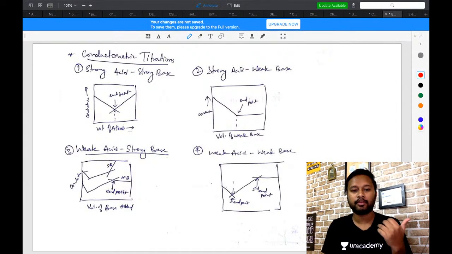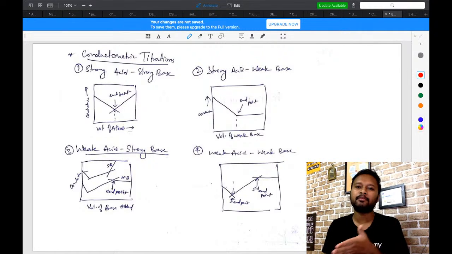Now there are many different ways of getting that end point. Either you can put an internal indicator, like phenolphthalein, which we have used in class 11th or 12th, I guess, which is colorless in acidic solution, but turns pink in basic solution, right? So that's what we have done.